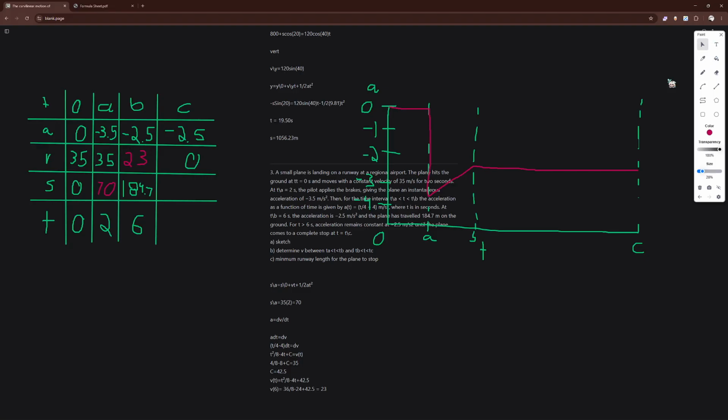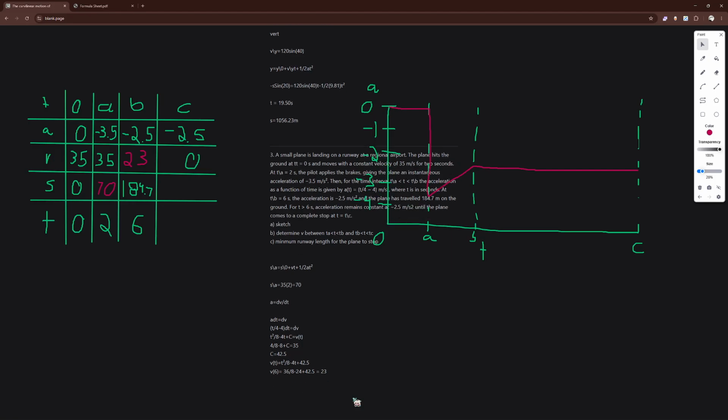23. Okay. Now we have 2 missing values here. We got to find time and we got to find the distance. So we have an initial velocity, we have a constant acceleration, so we can use our kinematics equations.